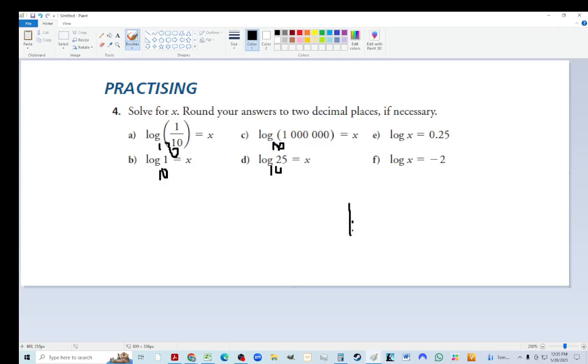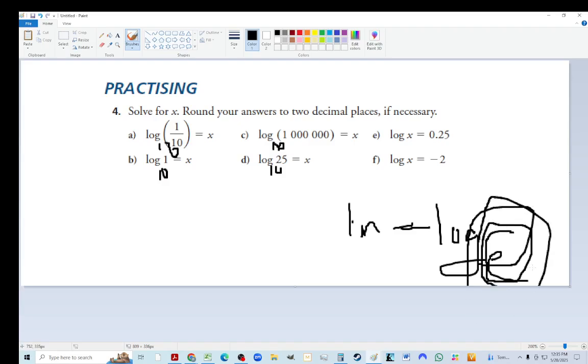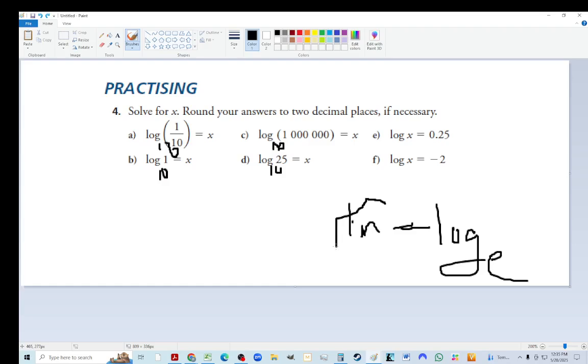And by the way, when you see the word ln, it just means log to the base of a number called e. We'll get to that. E is a very magical number like pi. But ln is called natural log. It's log base e, if you see ln.